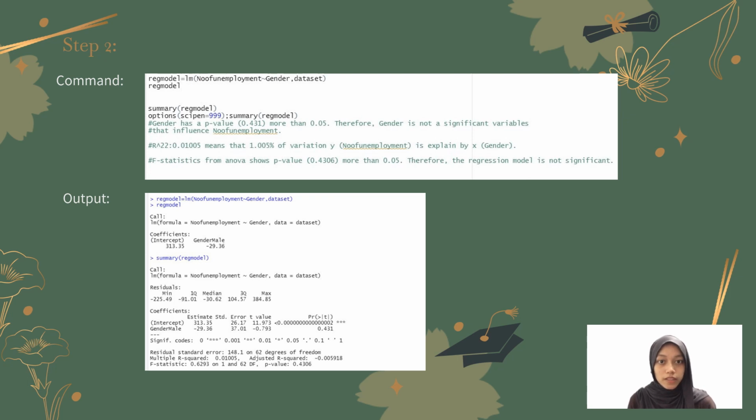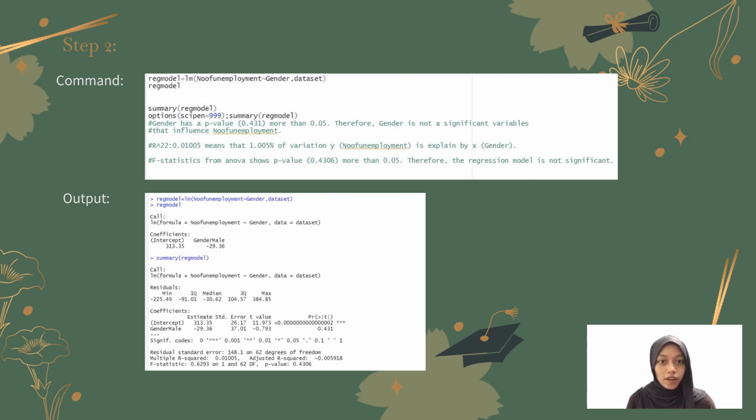We run the command and the output will show like the picture above, where they have estimate, standard deviation, error, t-value and p-value. We can interpret that the gender has a p-value of 0.431, which is more than 0.05. Therefore, gender is not a significant variable that influences the number of unemployment.